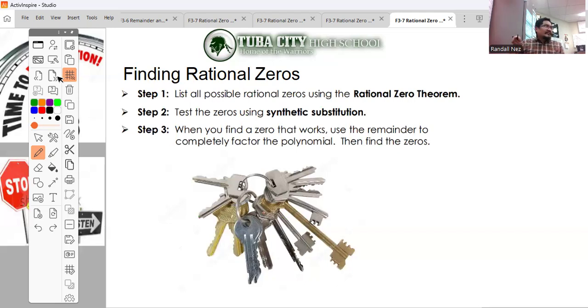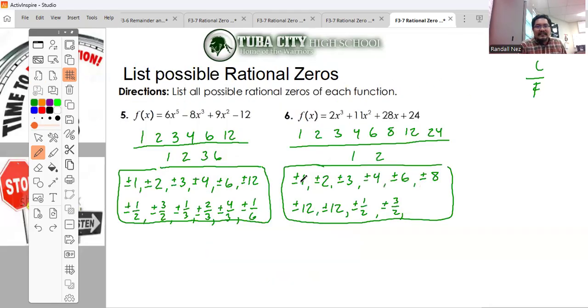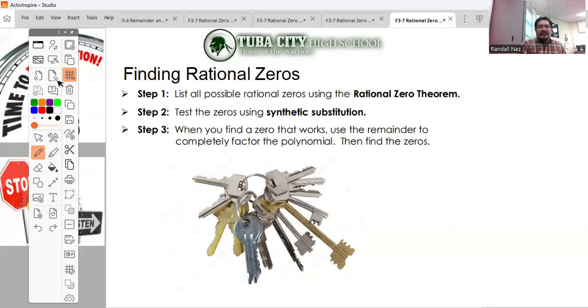So just like that, you're going to have to try one. And if it doesn't work, try a different key, move on to the next one. If that one doesn't work, same thing. Just keep repeating that process until you get it. So that's kind of what this is like here. List the possible rational zeros using the rational zero theorem. That's what we just did. That's this whole process here of finding out what numbers we can use.